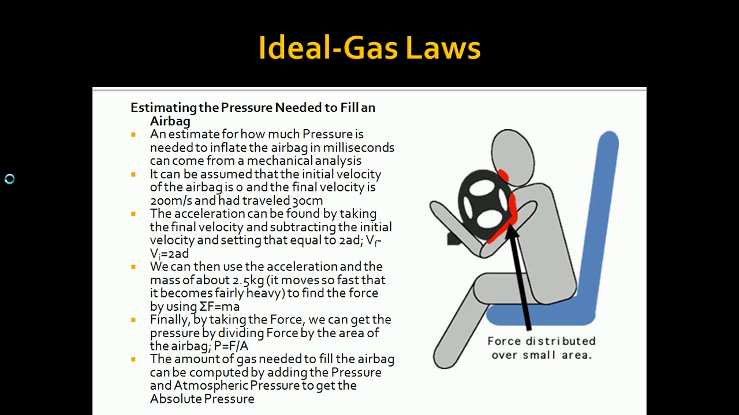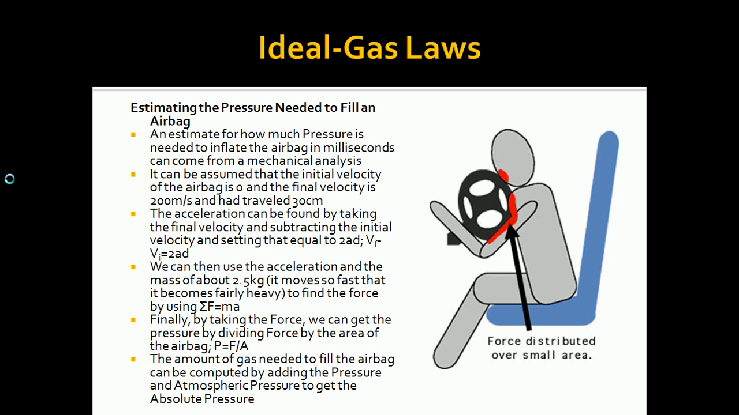The ideal gas laws can also be used to estimate the pressure needed to fill an airbag. An estimate for how much pressure is needed to inflate the airbag in milliseconds can come from a mechanical analysis. It can be assumed that the initial velocity of the airbag is 0 and the final velocity is 200 meters per second, and it has traveled about 30 centimeters.